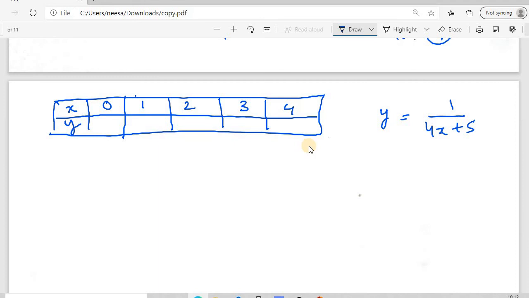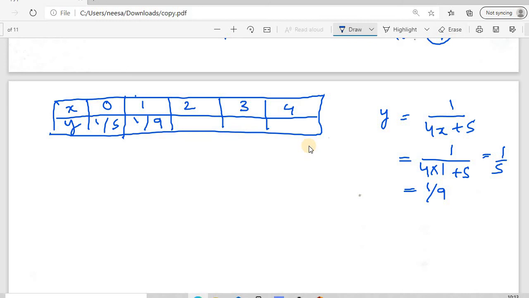Now we just need to substitute these values into the function and get the value of y. So let's substitute 0 first. So this will be 1 upon 4 into 0 plus 5. This is 1 upon 5. So we can write here y as 1 upon 5. Next we'll substitute this x. In place of x, we'll substitute 1. So this will be 4 into 1. So now this will be 4 plus 5, that is 1 upon 9. So for x is equal to 1, this is 1 upon 9.